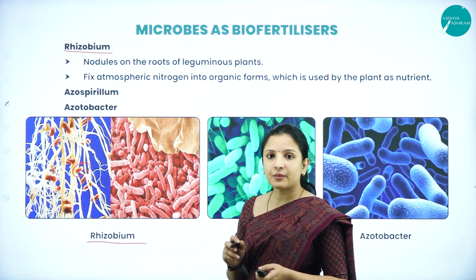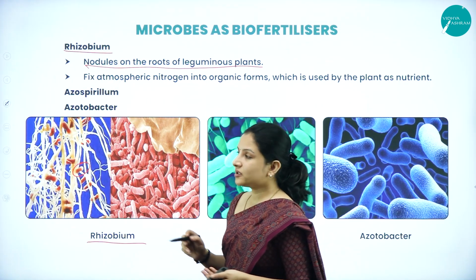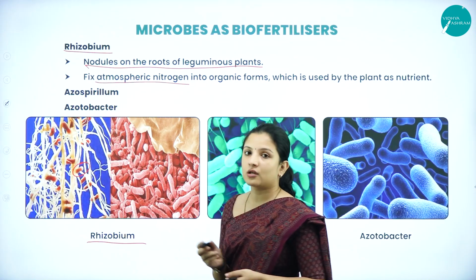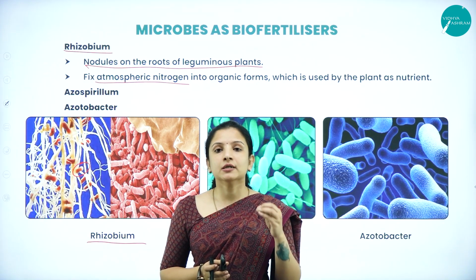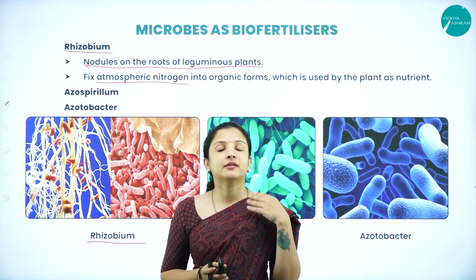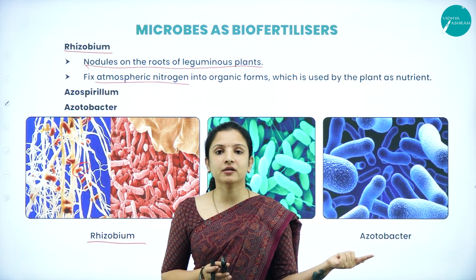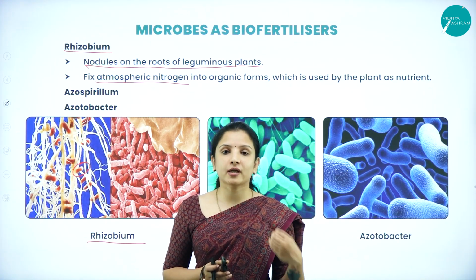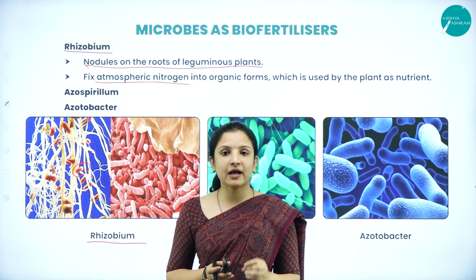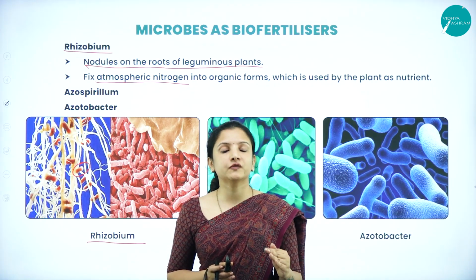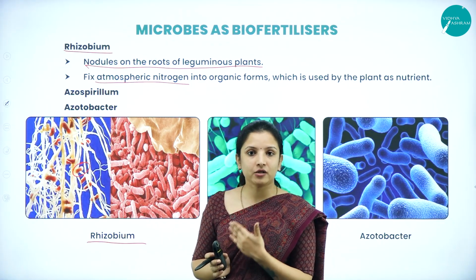So the rhizobium are present in the nodules of the roots of leguminous plants, and their main purpose is to fix atmospheric nitrogen. We know that plants are not capable of fixing atmospheric nitrogen. So whatever nitrogen is released in the atmosphere, either in the form of lightning or industrial gases and so on, this nitrogen cannot be directly used. So it is the rhizobium bacteria present in the leguminous plants that convert the atmospheric nitrogen to nitrates and nitrites, and these are the ones used by the plants.